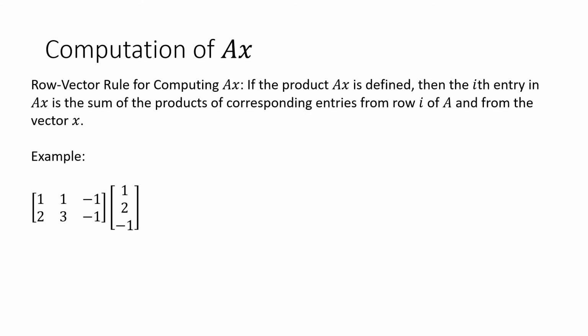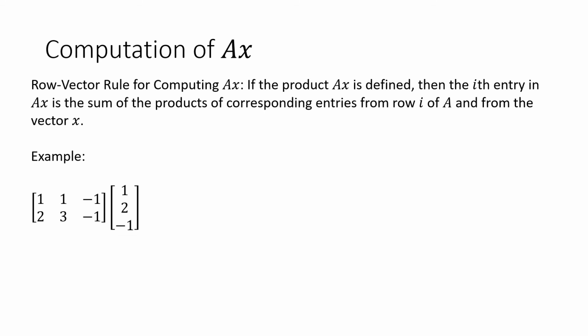Okay, so now we're going to think a little bit more about the nuts and bolts of computing a matrix times a vector. I talked about how a matrix times a vector is really doing a linear combination of the columns of the matrix, using the numbers in the vector as weights. We're going to look at it slightly differently here for when you're doing the computations of AX. And we have something called the row vector rule for computing that product.